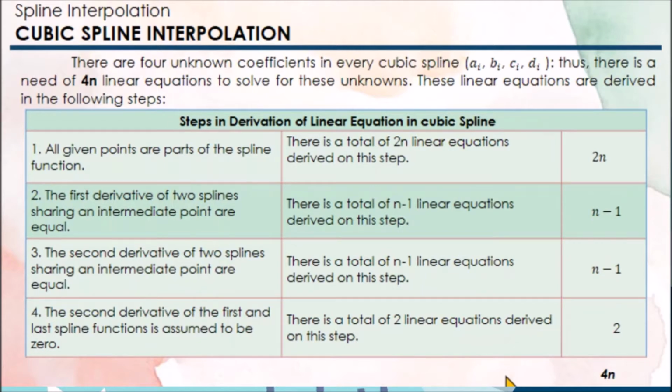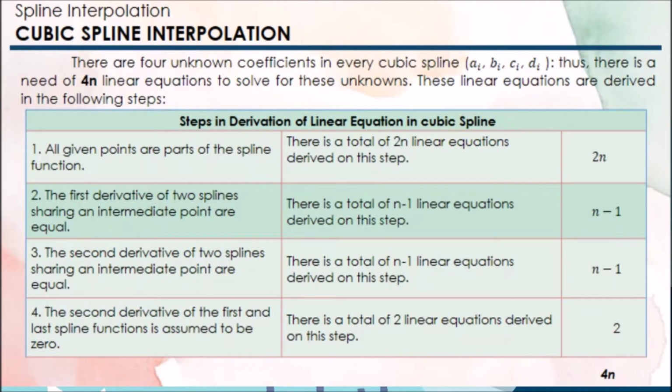So steps in derivation of linear equations in cubic spline. So step 1 is that all given points are parts of the spline function. So there is a total of 2n linear equations derived on this step. So we have 2n. Next is that the first derivative of two splines sharing an intermediate point are equal. So there is a total of n minus 1 linear equations derived on this step. So that is n minus 1.